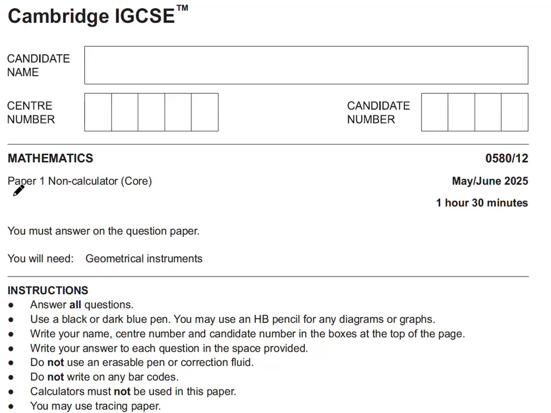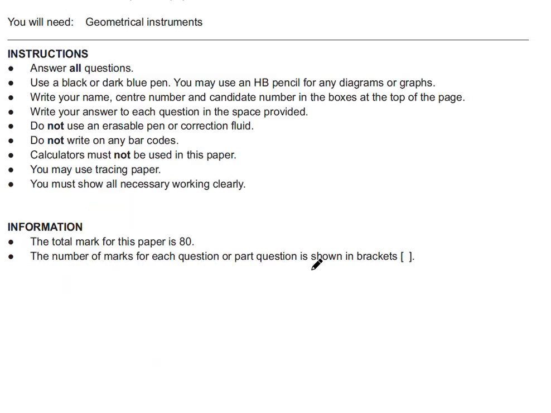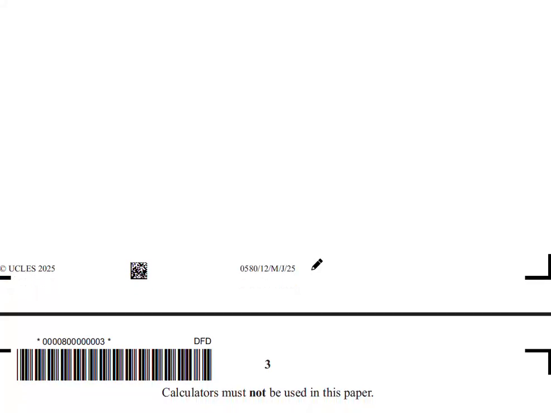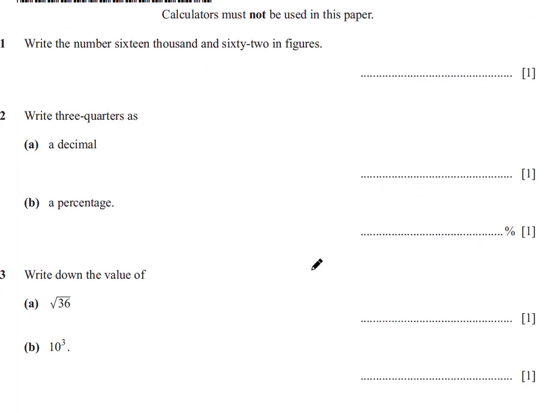Hello, we are going to start a new paper today: Paper 1, non-calculator, Cambridge IGCSE paper 0501/2, May/June 2025. It is a 1 hour 30 minutes paper, 80 marks, and we are not supposed to use a calculator for this. So let's begin. Let's mention over here: calculators must not be used.